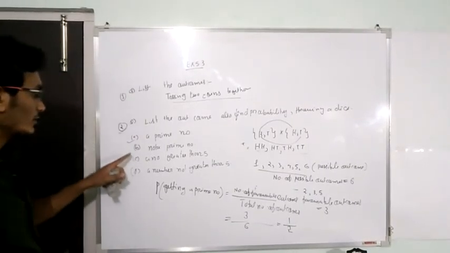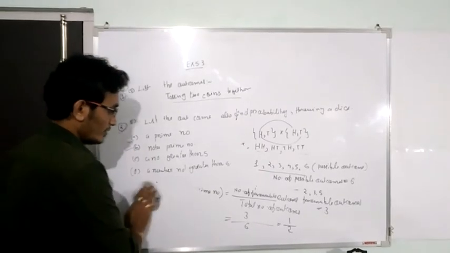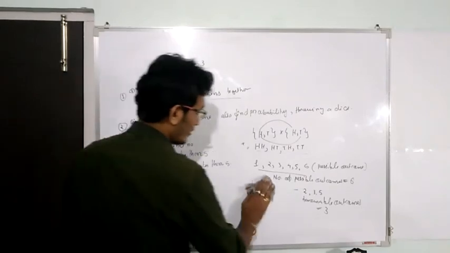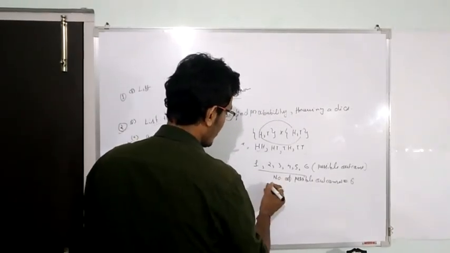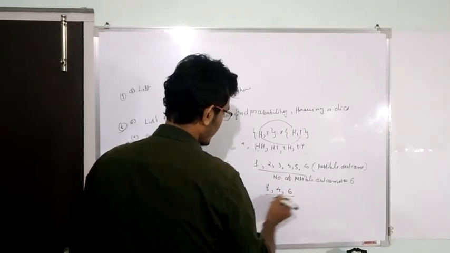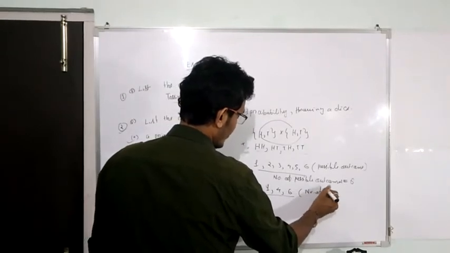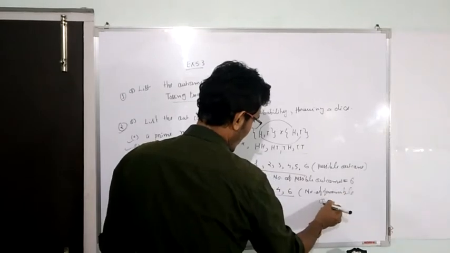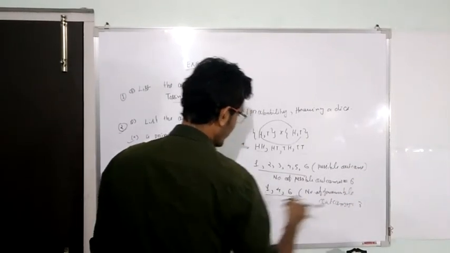Now we have to find the answer to question B, not a prime number. Not a prime number means we have to list out the numbers which are not prime. Among these 6 numbers, what are the numbers that are not prime? 1, then 4, and 6, again 3. How many do we get? The number of favorable outcomes is equal to 3 again.